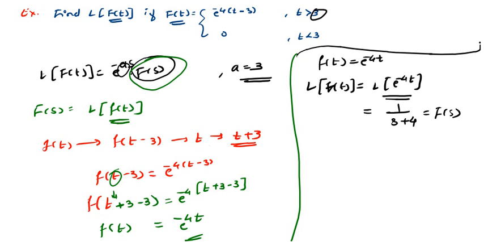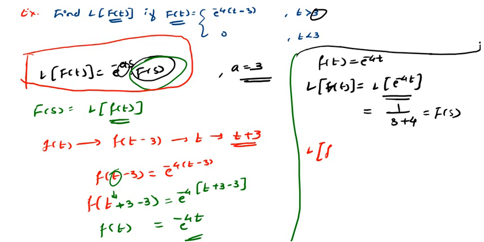Okay, so finally what will be our answer from this? What will be our answer? L of F(t), this is capital F, L of F(t) is equal to e raised to minus as into F(s). But what is a?